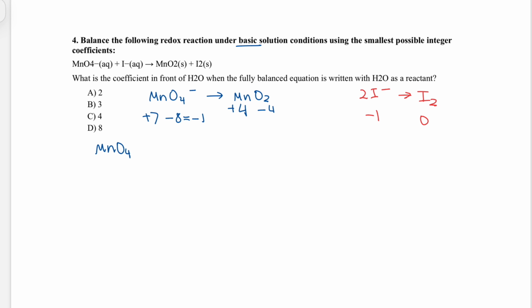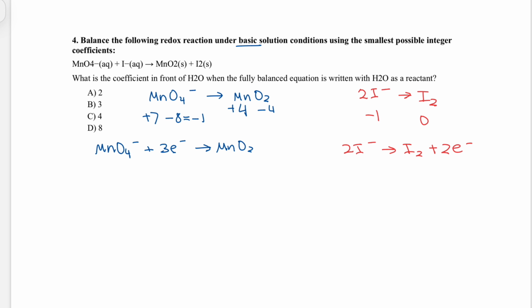Okay, next we add as many electrons as we need in order to balance the charge. So because the oxidation number was +7 here and +4 here, I need to add 3 electrons to this side. And then on this side, I have -1 here, but 0 on the other side. So I need to add an electron, but I add 2 electrons because of the coefficient of 2 here.